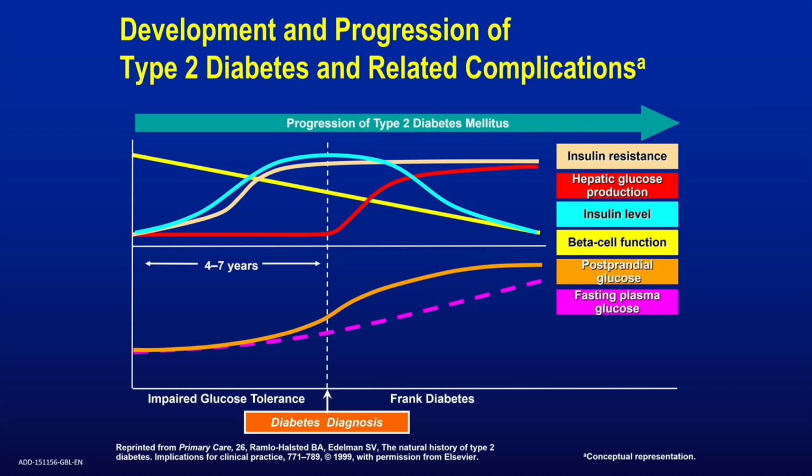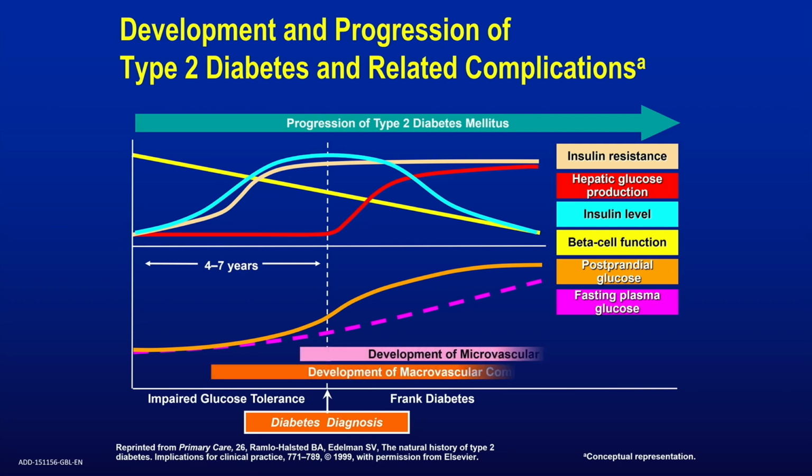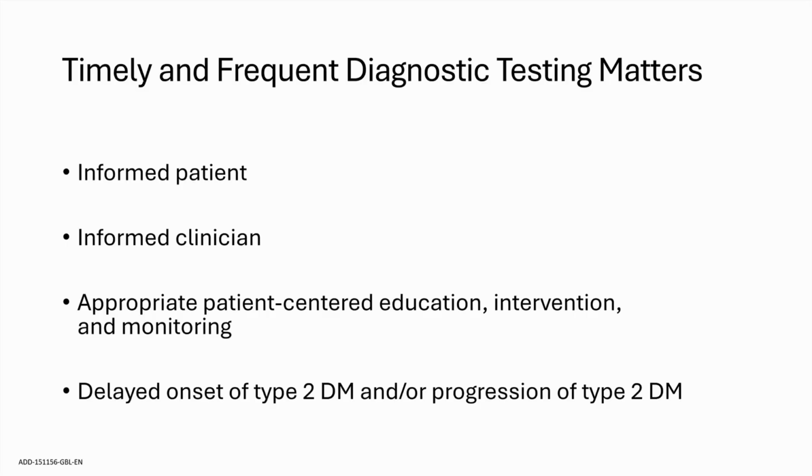And here's what's going on with fasting plasma glucose in the pink and postprandial glucose. And just to show you that emphasis that I mentioned, fasting plasma glucose has a little bit of a slower uprise. So if you're going to catch somebody, you may catch them with a 2-hour post or OGTT glucose. And then we know that microvascular complications develop even before diabetes is diagnosed, and certainly true for macrovascular complications, specifically cardiovascular disease. So timely and frequent diagnostic testing matters.